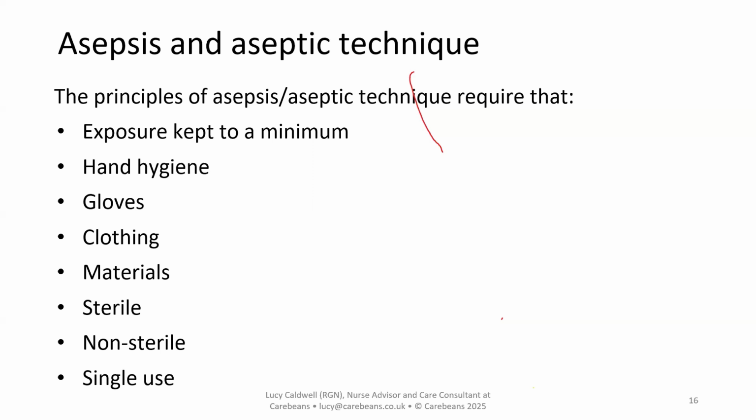Any sterile packs should be checked for damage or exposure to any moisture, and the expiry date should be taken into account as well. And then any non-sterile pieces of equipment, so those that aren't put in sterile packs, anything that's non-sterile needs to be kept away from sterile areas. And single-use items, if we use single-use items, they should only be used once, they should never be reused. So we'll look at single-use items when we're looking at glucose monitoring shortly.